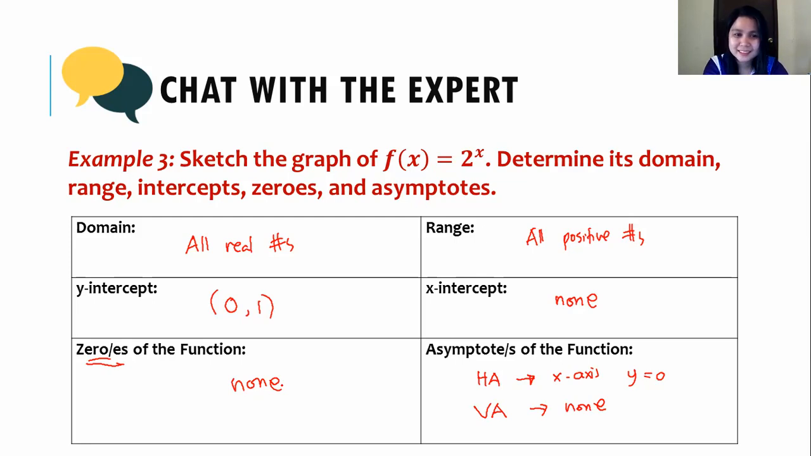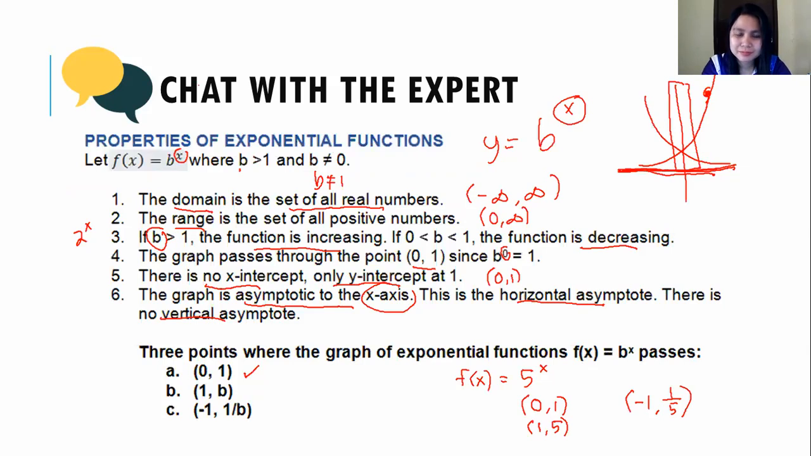Ma'am, about what we saw earlier in the properties of exponential functions, it says b is greater than 1. If b is a fraction, doesn't that disobey the law?